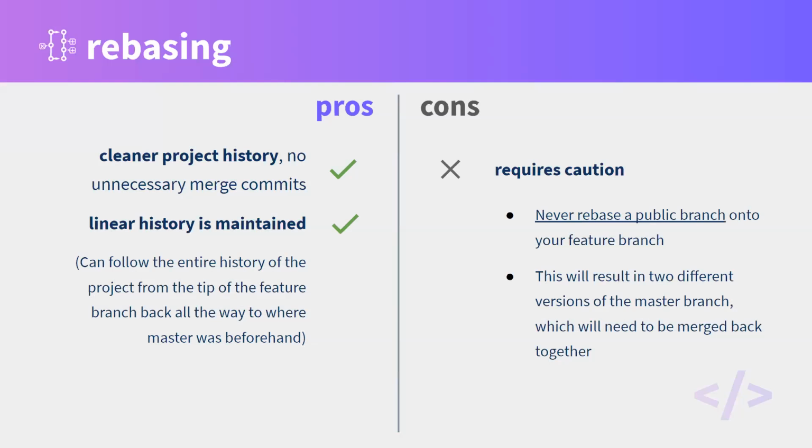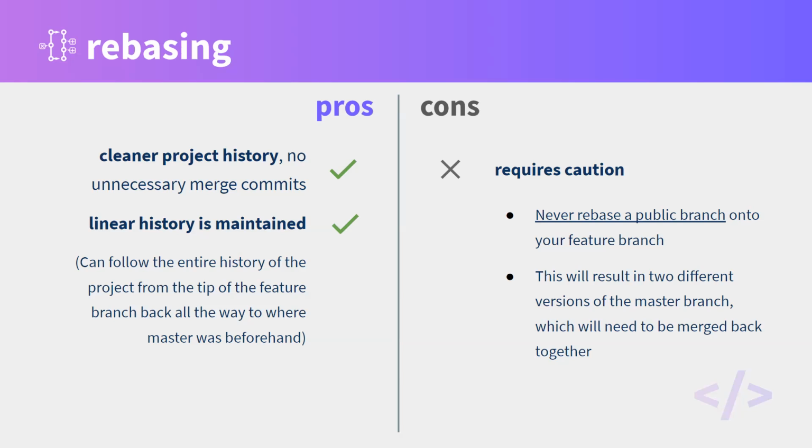Cool. So pros and cons: cleaner project history, no unnecessary merge commits, linear history is maintained. So it's really easy to follow the entire history of the project from the tip of the feature branch back all the way to where master was beforehand. But it does require caution, right? I mean, everything in life has a cost, right? If it's cool, it's definitely got to be difficult.